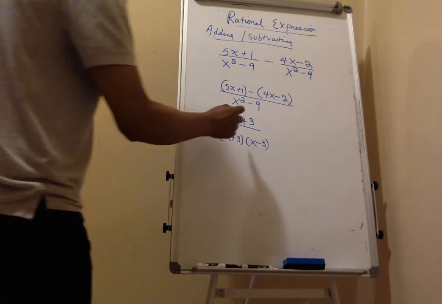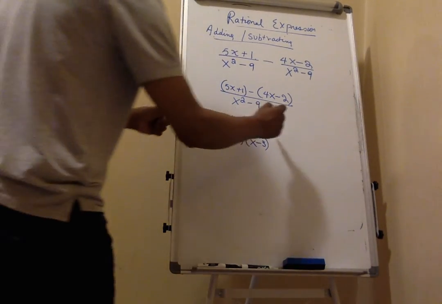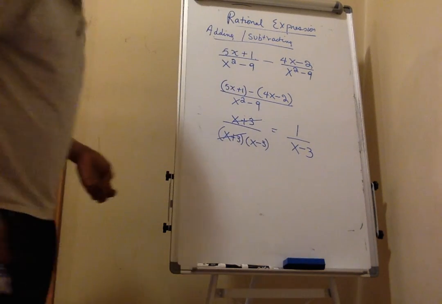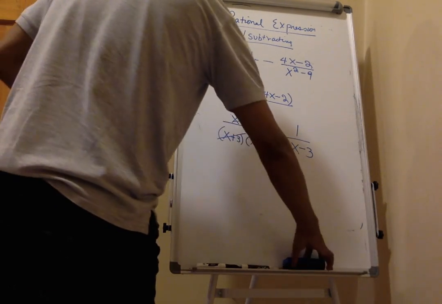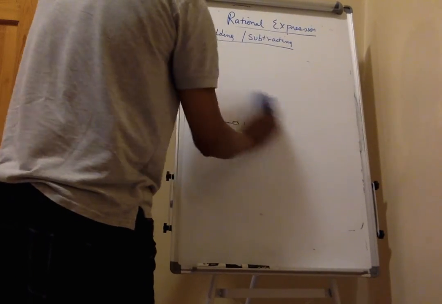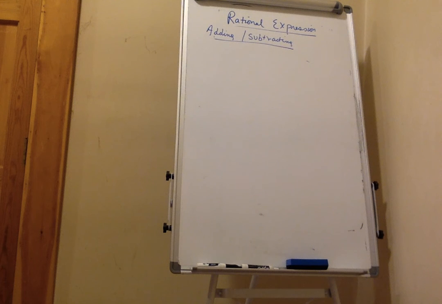Then you go ahead and simplify, so you end up with what? 1 over x minus 3. So if you have the same denominator, all you need to do is what? Simplify the one on top, or the one in the numerator. Okay?